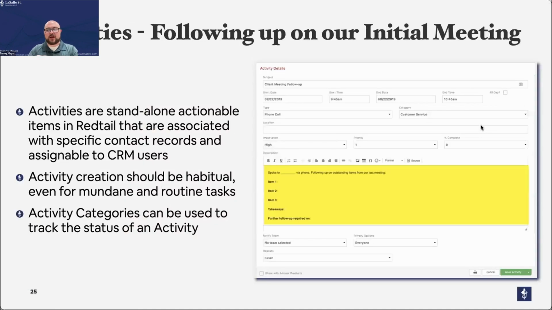So now that we've set up that workflow, we're going to also set up an activity for following up on our initial meeting. We have that workflow that's going to remind us in a year to send them their anniversary card. But let's say we want to have a follow-up meeting in 2 weeks after the transfer of assets has hit the account. We can set up an activity to do something like that. Activities are standalone actionable items that are associated with specific contact records and can again be assigned to different users of your CRM.